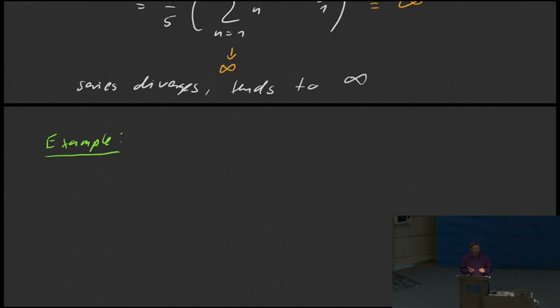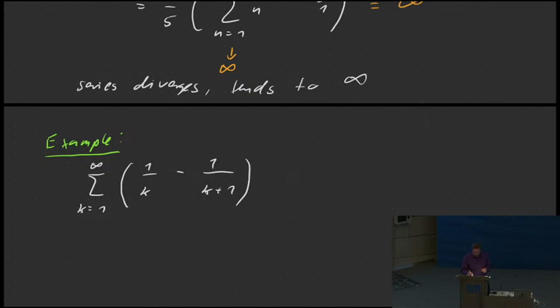Again, same question. Does the following series converge? If so, determine its limit. The series looks like this: the sum from 1 to infinity. I'm using k here, it doesn't matter. 1 over k minus 1 over k plus 1.